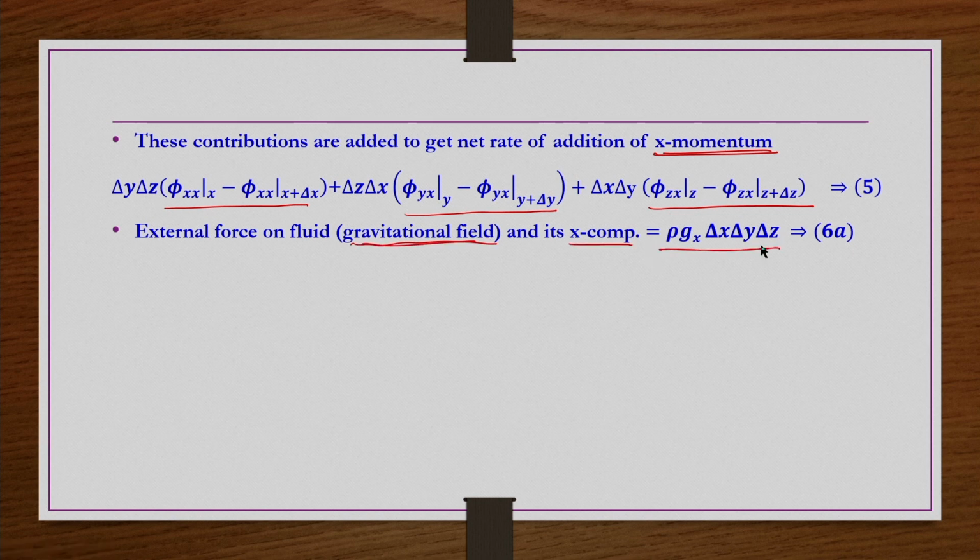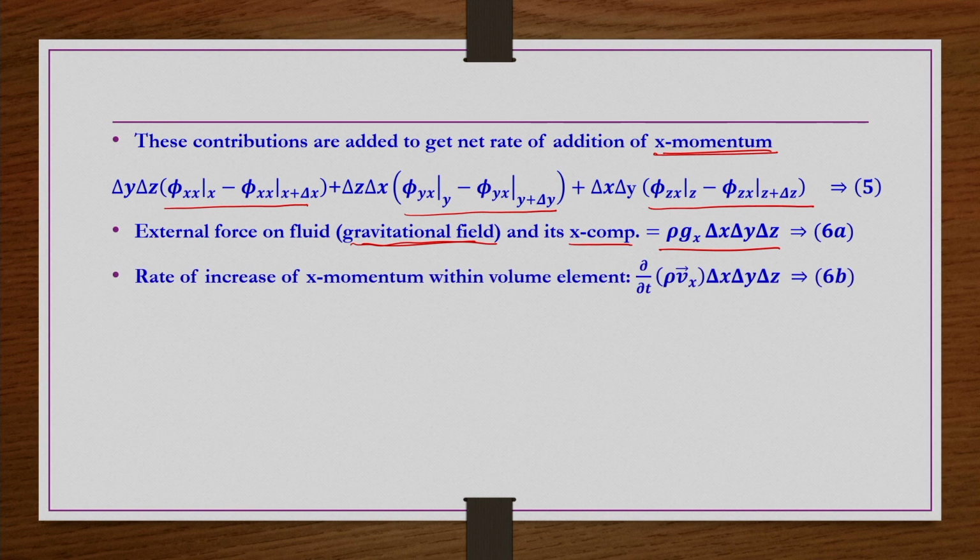Now, the external force on the fluid. We are taking only the gravitational field, and its x component would be rho gx multiplied by delta x delta y delta z. If any additional terms, such as reaction terms, are also present and cause some momentum transport, then additional terms would be there. But we are limiting ourselves to only one external force term, that due to the gravitational field. Now, the rate of increase of x momentum within the volume element is dou by dou t of rho Vx multiplied by delta x delta y delta z.